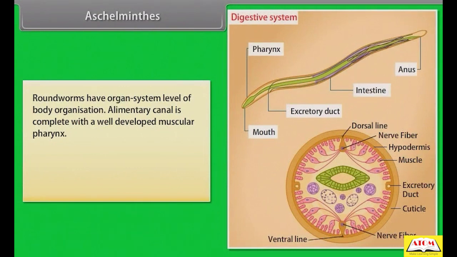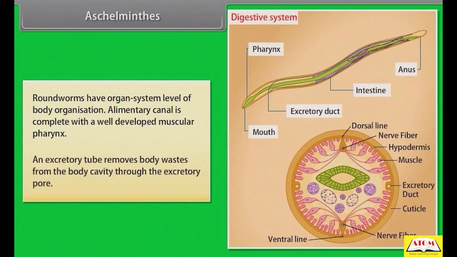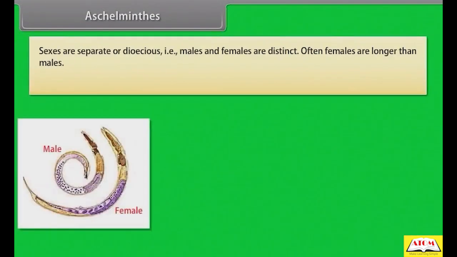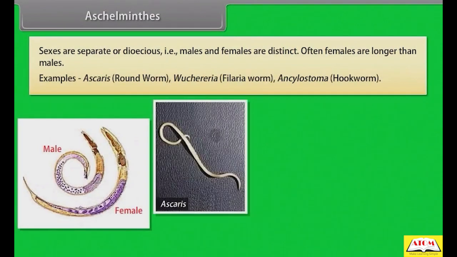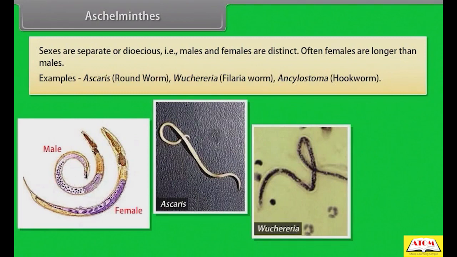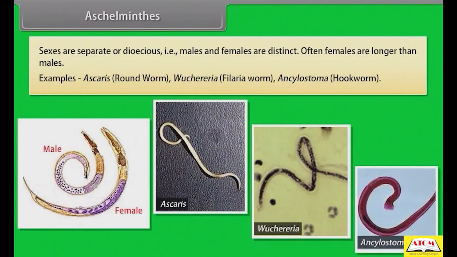Alimentary canal is complete with a well-developed muscular pharynx. An excretory tube removes body waste from the body cavity through the excretory pore. Sexes are separate or dioecious, that is, males and females are distinct. Often females are longer than males. Example, Ascaris, that is roundworm, Wuchereria, that is filaria worm, and Ancylostoma, that is hookworm.